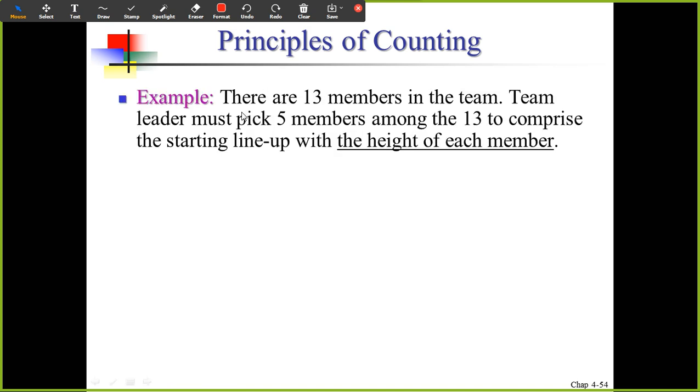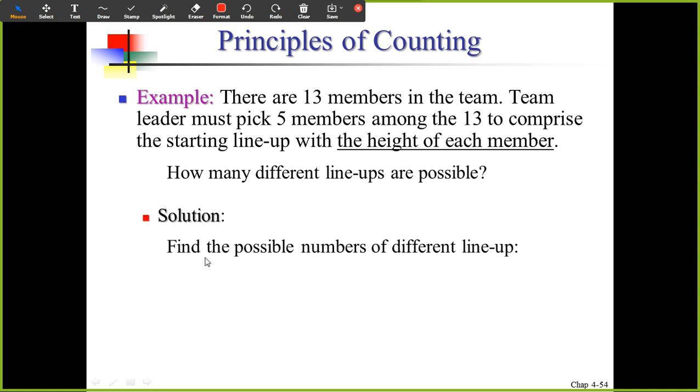Okay, for example, in one team there are 13 members. The team leader must pick 5 members among 13 to comprise a starting lineup by height. So select 5 members among 13 and ask them to stand in a line. When they stand in a line, they must think about the height. Normally the shortest stands first, then the taller, and the tallest stands last, in the last position of the line. So how many different lineups are possible?